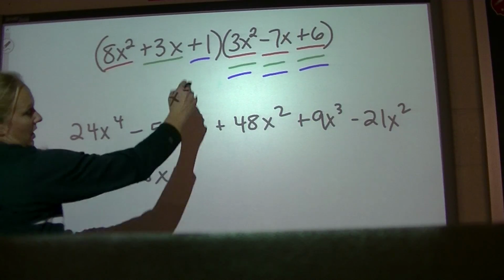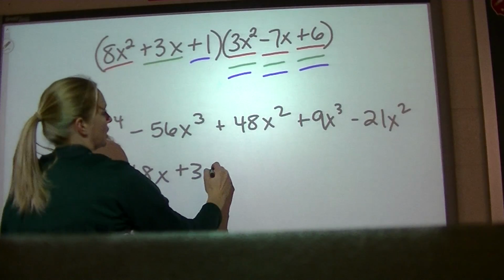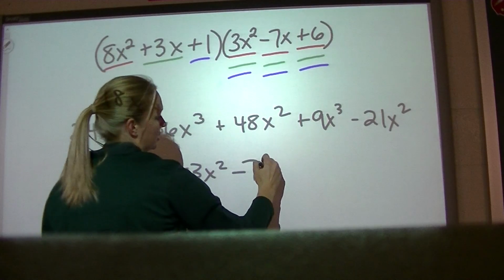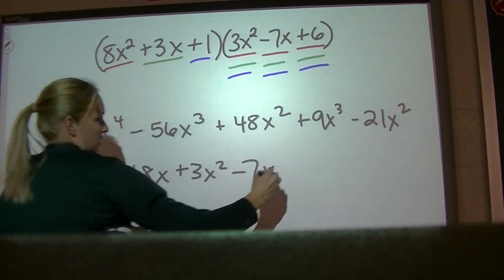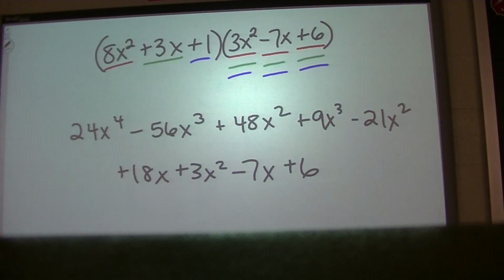And lastly, we have to distribute the 1 to all of those as well. So 1 times 3x is 3x squared, 1 times negative 7x is negative 7x, and 1 times 6 is 6. Now that looks really long, really complicated. I'm not going to lie, it's kind of long, but it's not the most complicated thing we've done or will do. So now, again, it's just a matter of combining like terms.